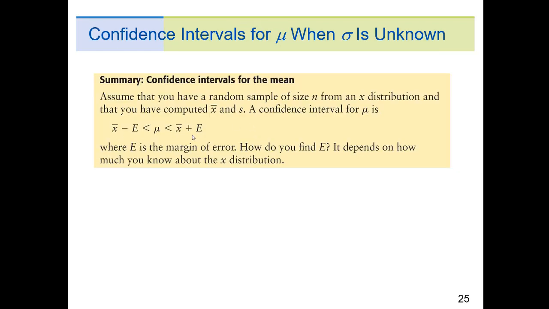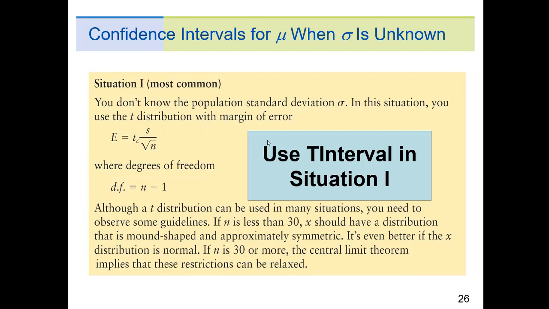So our confidence interval, this is very similar to what we saw before. How can we find E? How can we find what our maximum error is? Depends how much we know about the X distribution. The most common situation, you don't know the population standard deviation. So here you use the t distribution and you use this margin of error. E equals t sub c times the quantity s over the square root of n. Degrees of freedom is n minus 1.